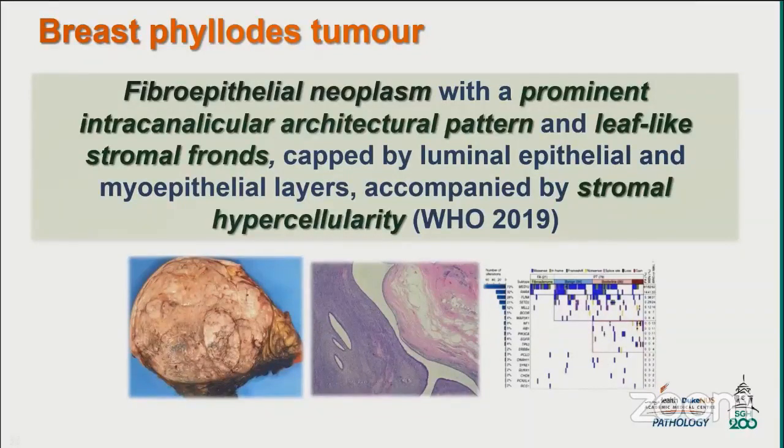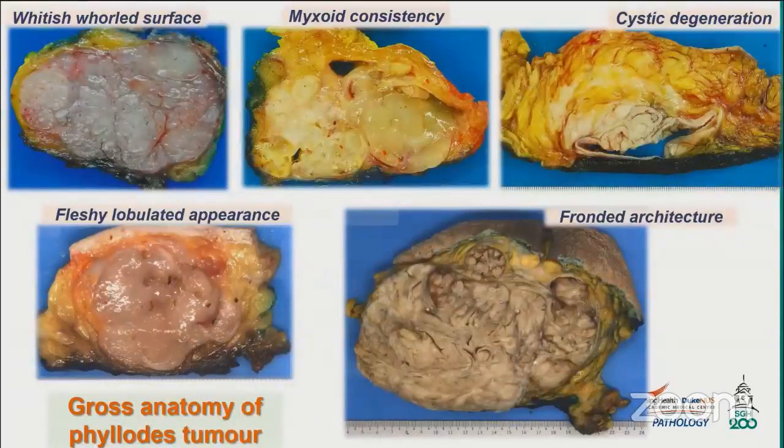Moving now to breast phyllodes tumors, which can be defined as fibroepithelial neoplasms showing prominent intracanalicular architectural patterns, leaf-like stromal fronds, capped by luminal epithelial and myoepithelial layers and accompanied by stromal hypercellularity. Some gross appearances of the phyllodes tumor, which may show a whitish walled surface, myxoid consistency, presence of cystic degeneration, a fleshy lobulated appearance, and fronded architecture as in this tumor.